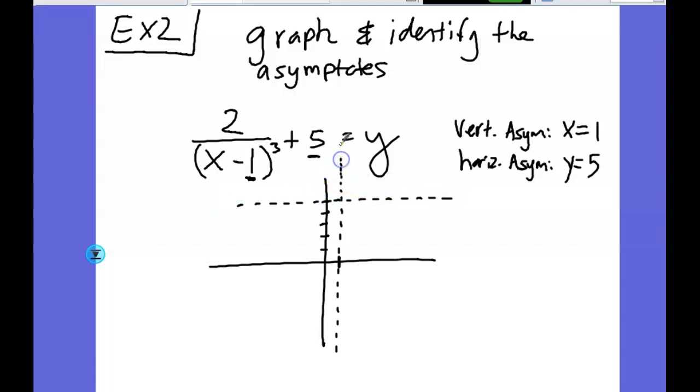So after you identify your horizontal and your vertical asymptotes, you're going to graph them. The next thing you're going to do after that is look at your A to decide whether it's positive or negative, and your power to determine whether it's even or odd. Now in this case, I have a positive A value and an odd power.